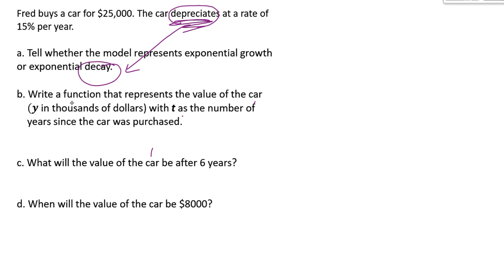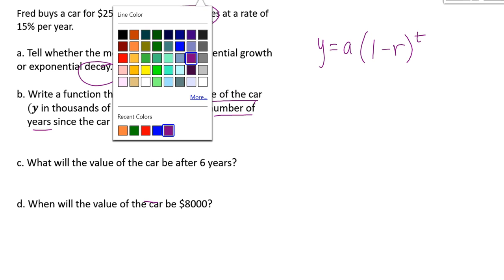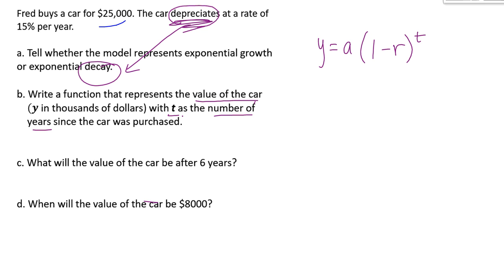This time we need to write a function that represents the value of the car, y, with t as the number of years since the car was purchased. All right, so our basic exponential decay model looks like this. Y equals a times 1 minus r to the t. A is our initial value. Looks like up here in the problem it gives us that, right? It says it starts for 25,000.